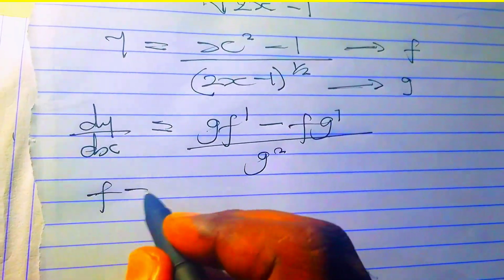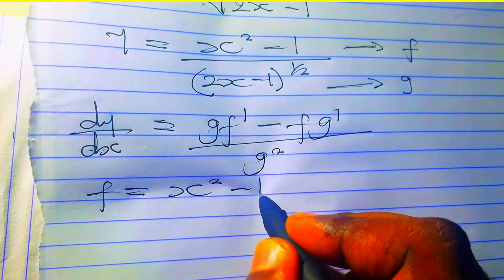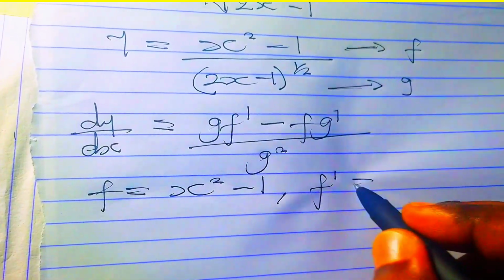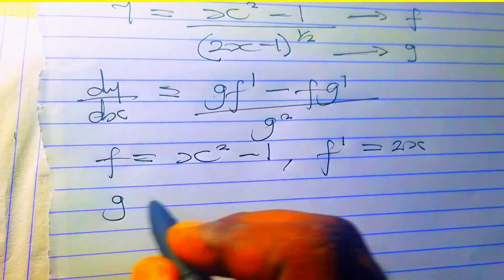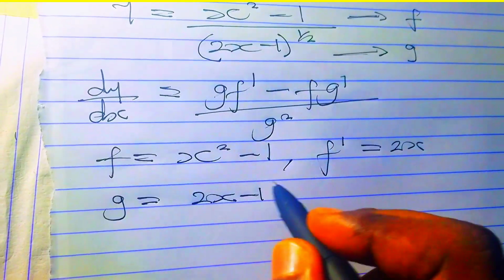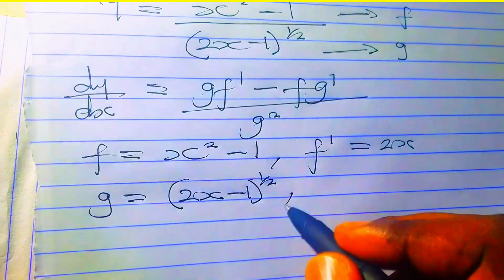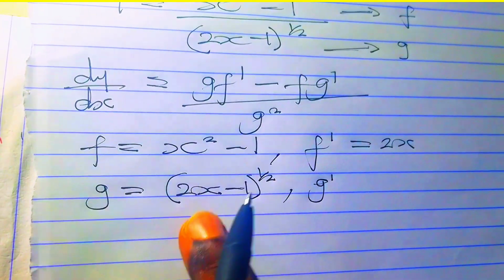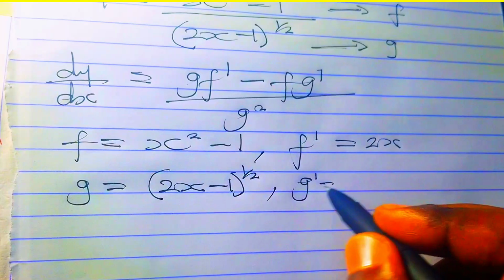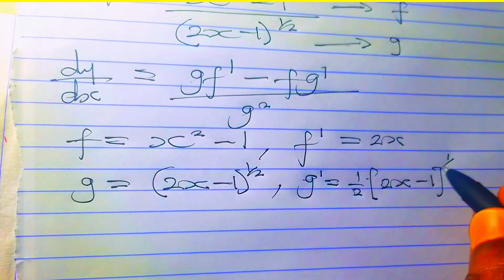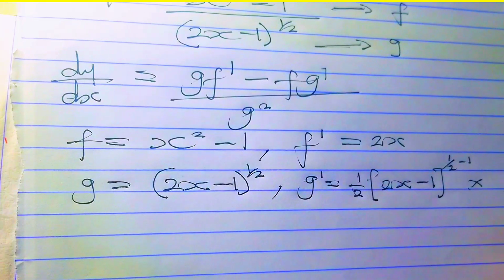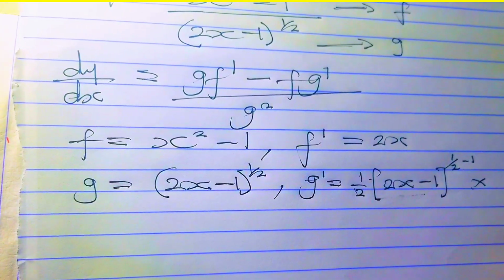And then in this case, if our f is equal to x squared minus 1, then our f prime is going to be what? 2x. That's the differential value of x squared minus 1. And then if our g is equal to 2x minus 1 raised to the power of 1 over 2, in this case, that means we can actually use the chain rule to differentiate this. And this one is going to be 1 over 2 in the bracket 2x minus 1 raised to the power of 1 over 2 minus 1, and then multiply by the differential value of the content of the brackets, and that's going to be 2.